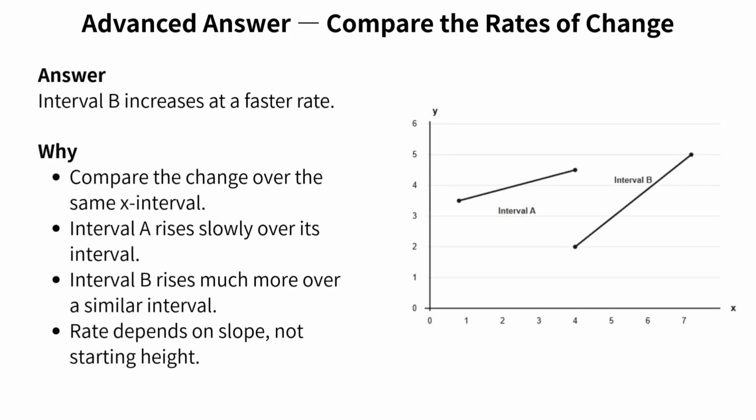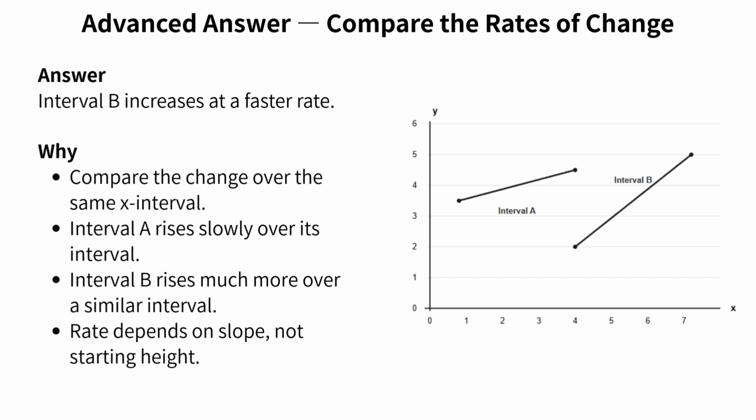Now let's walk through the answer to this advanced problem. The correct answer is interval B. Even though interval A starts higher on the graph, interval B increases at a faster rate. To see why, you need to ignore the height and focus only on how quickly the value changes.